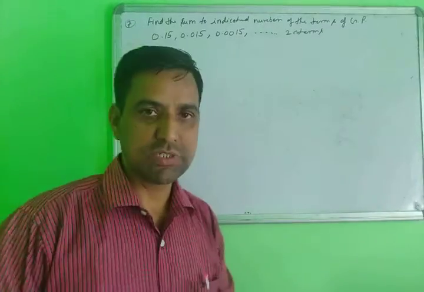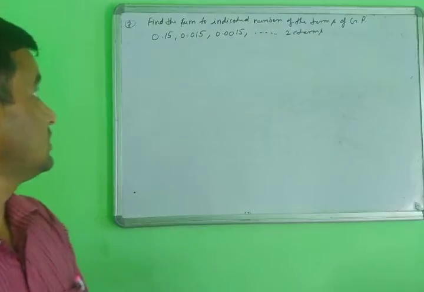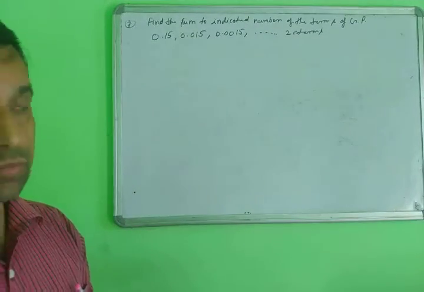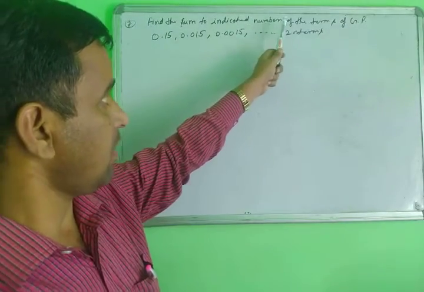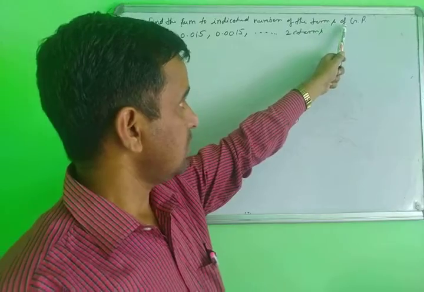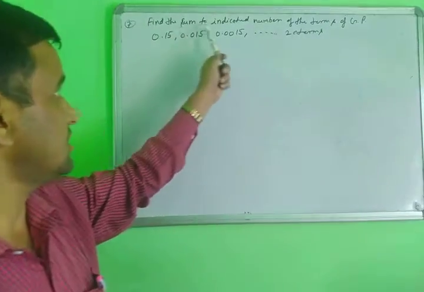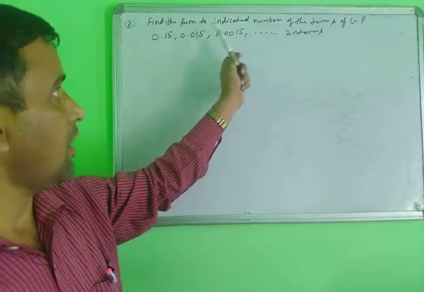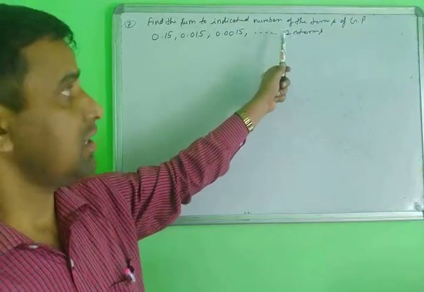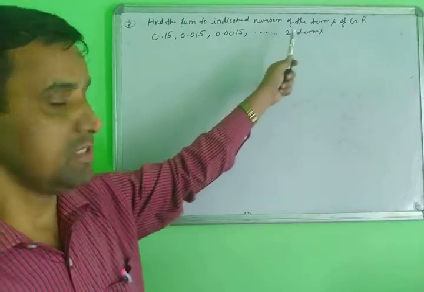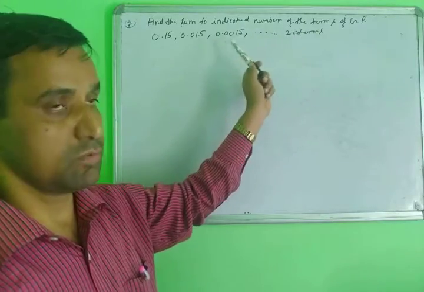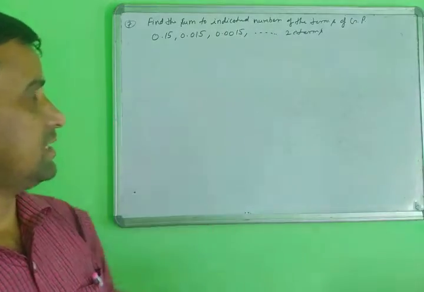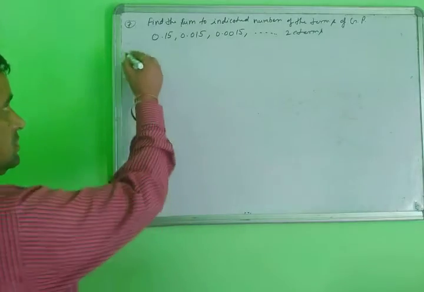Yes, class, next I am taking question number 7. This is a different type of question. To find the sum of the indicated number of terms of a GP. Means a GP is already given, and how many terms? 20 terms. You will find the sum of the first 20 terms of this GP. Then start the solution here.